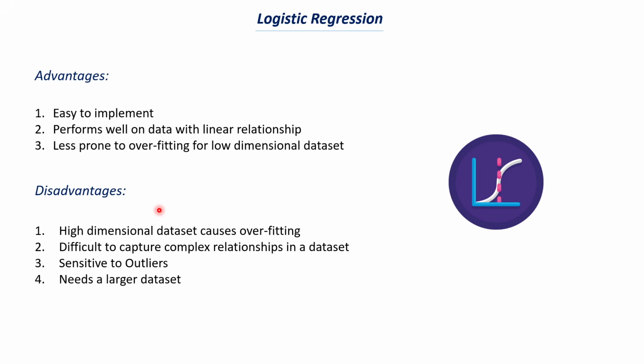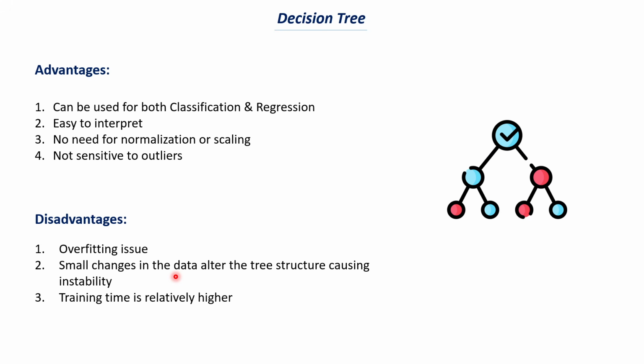And again, with logistic regression, it is difficult to capture complex relationships. It is based on linear regression, so it works well only on data sets which have a linear relationship between them. Again, it is sensitive to outliers, and it needs a larger data set. With small data sets, it cannot capture the trend properly and so on. And this is the last model that I will discuss. The remaining models, you can research on what the different advantages and disadvantages are. I just wanted to give you an idea of how you can look at these advantages.